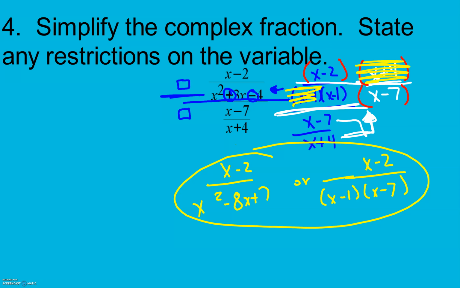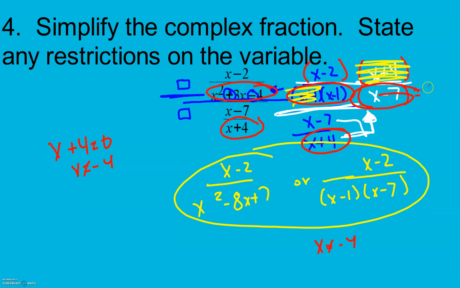Our restrictions come from any denominator we ever had. So from here, from here, from here, from here, or from here. So, in factored form here, we had x plus 4 cannot equal 0. So x cannot equal negative 4. X minus 7 can equal 0, so x cannot equal 7. And x minus 1, so x cannot equal 1.